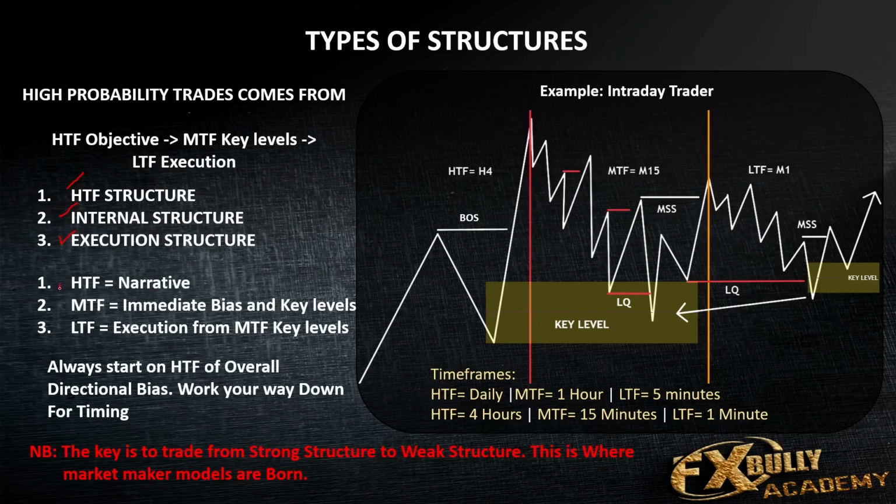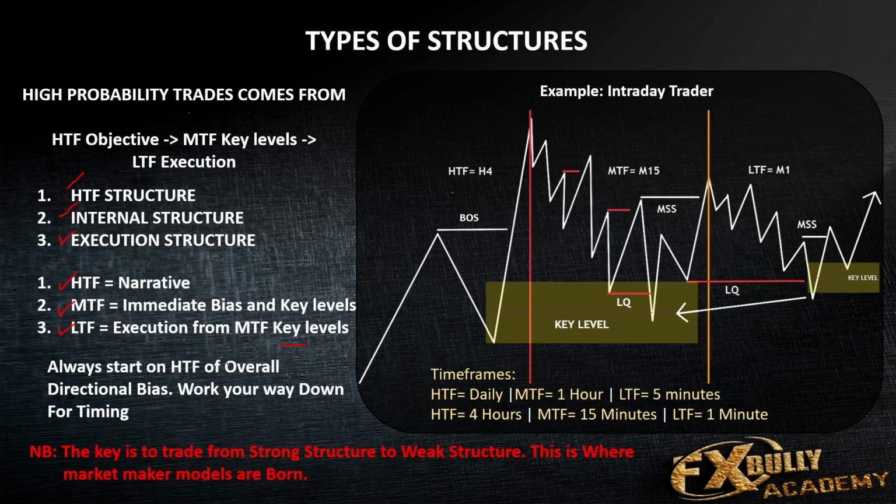So our higher time frame structure will give us our narrative, and then our medium time frame structure will give us our immediate bias, what's going on right now, and the key levels that we need to be trading from. And then the last one would be our execution, where we get in there and we execute at the medium time frame key levels, right? And in that way, we'll then have what you call high probability trades. So they come from those areas.